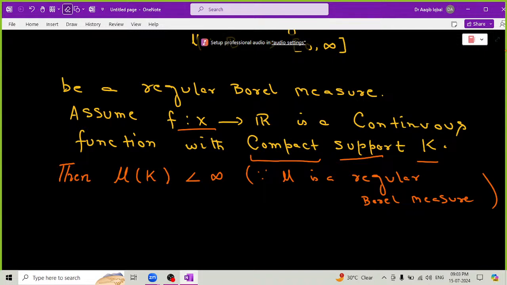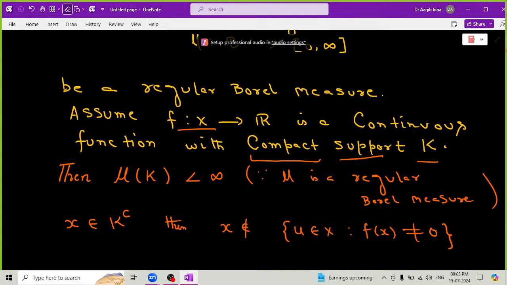That is one thing. The second thing: if you pick a point x outside k, that means x lies in the complement of k, then x does not belong to k. And what is k? K is the support. And what is support? Support is all those u's in x such that f of x is not 0. You take this set, then its closure. So x is not in the closure of this set. If it is not in the closure, it cannot be in the set either.